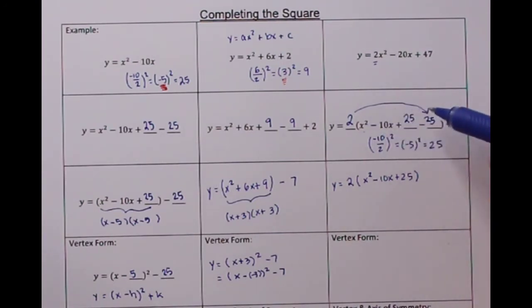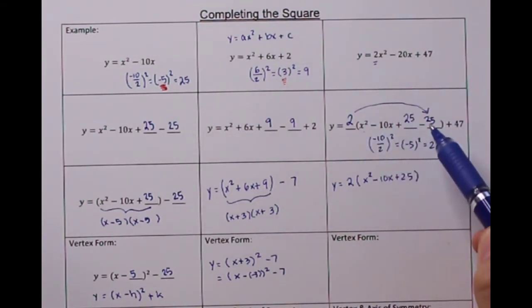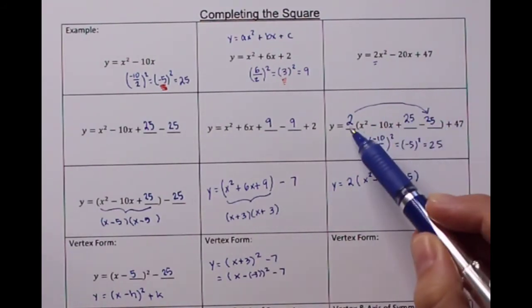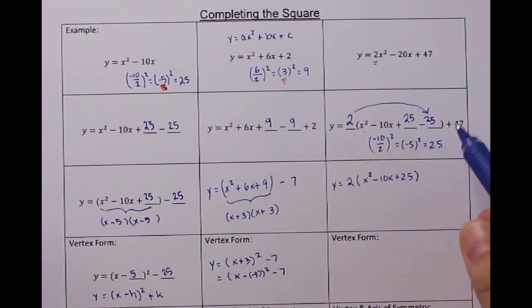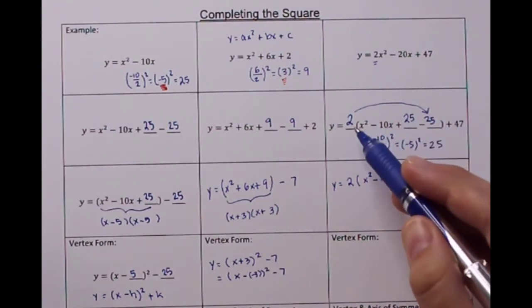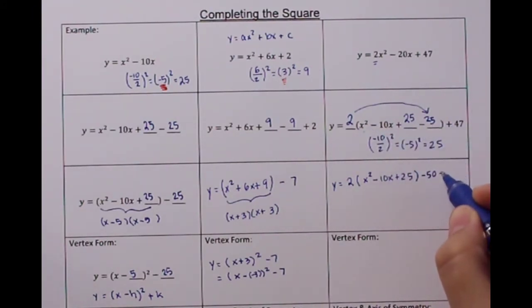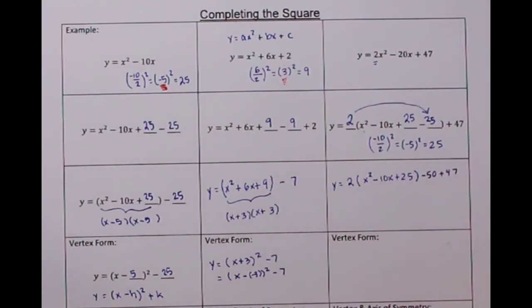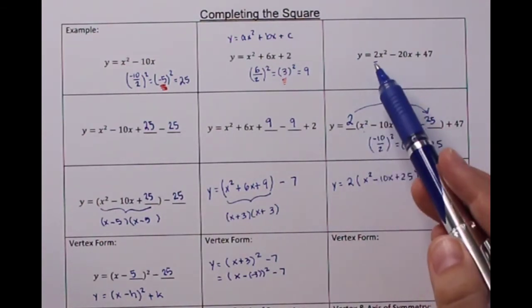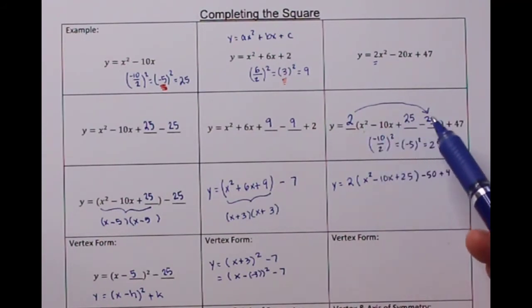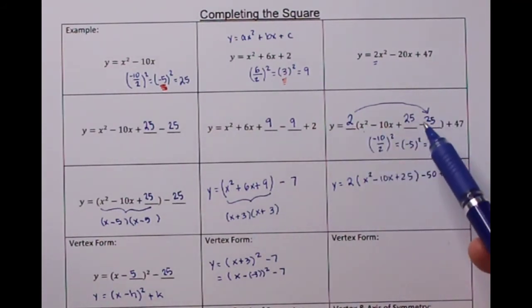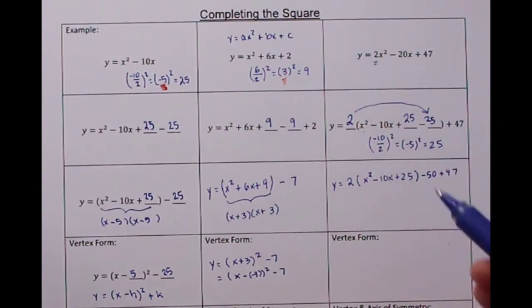So what I really have here is, because I took this negative 25 out of the parentheses, I have to put the 2 with it because it was really 2 times this negative 25. So that's really a minus 50 because I had to say 2 times negative 25, and then plus 47. Okay, so that one you have to be a little careful about. Anytime you factor out a coefficient on x squared, you have to do this extra piece where you take that number and multiply it by this value you subtracted.